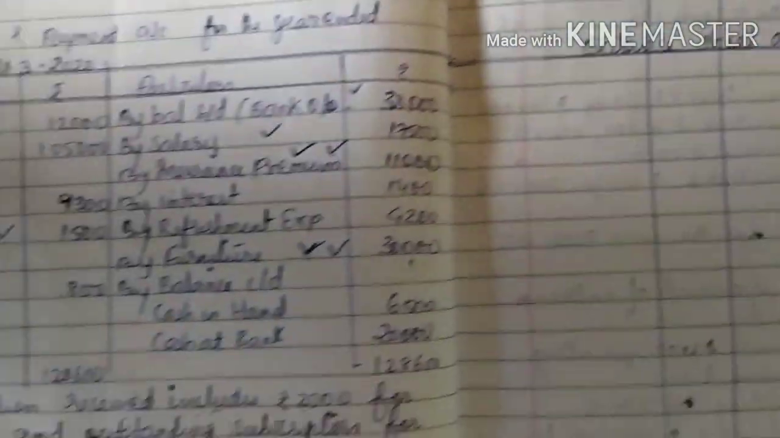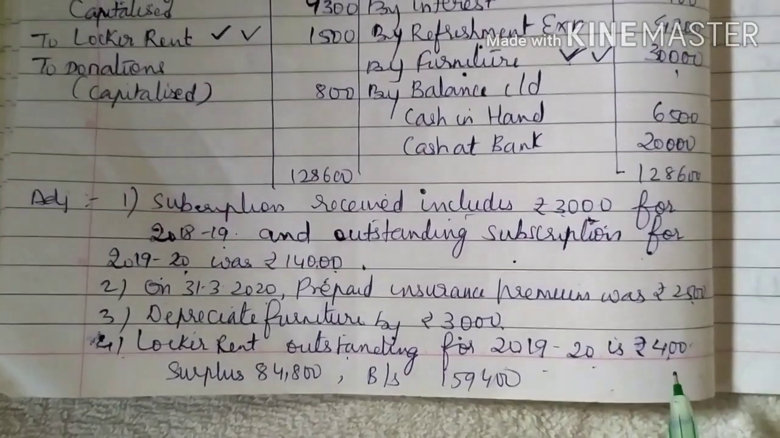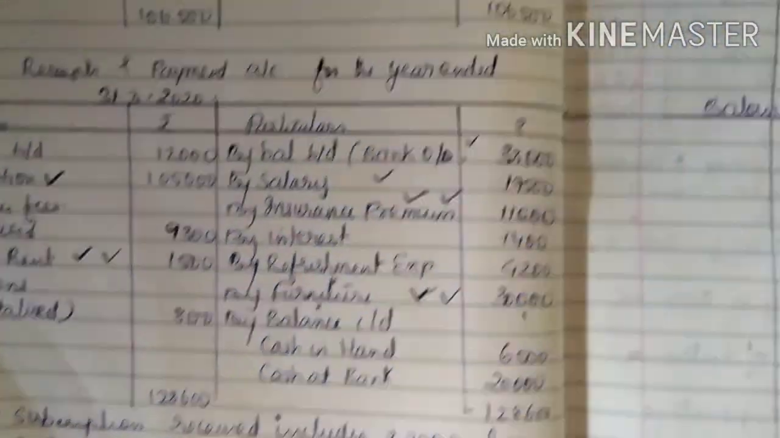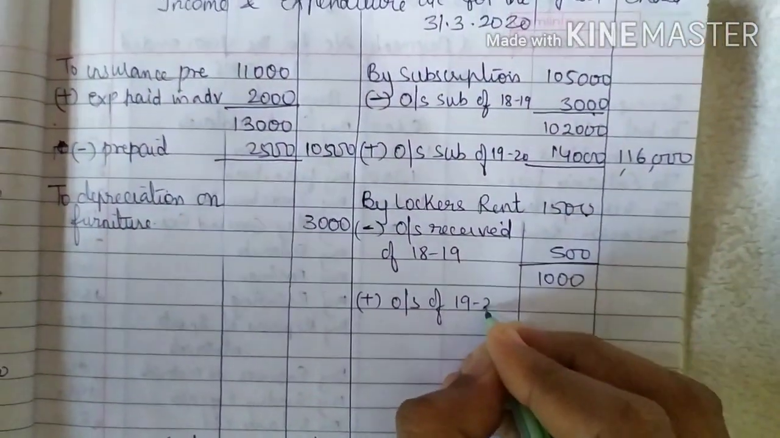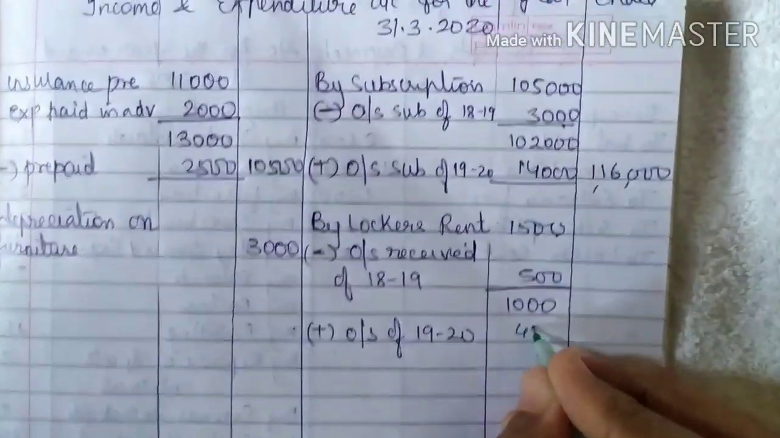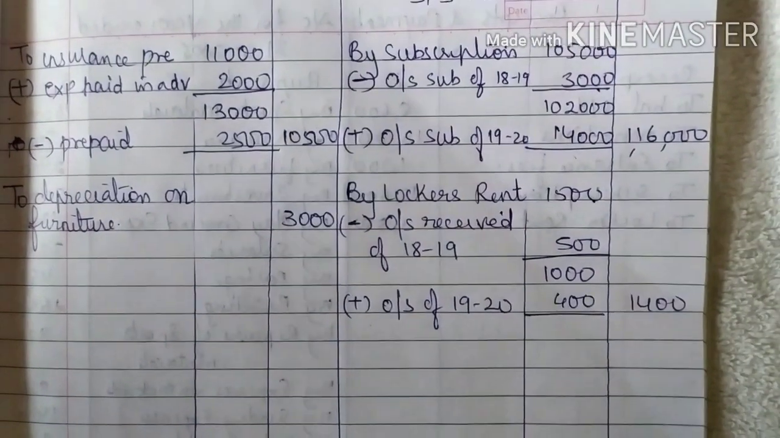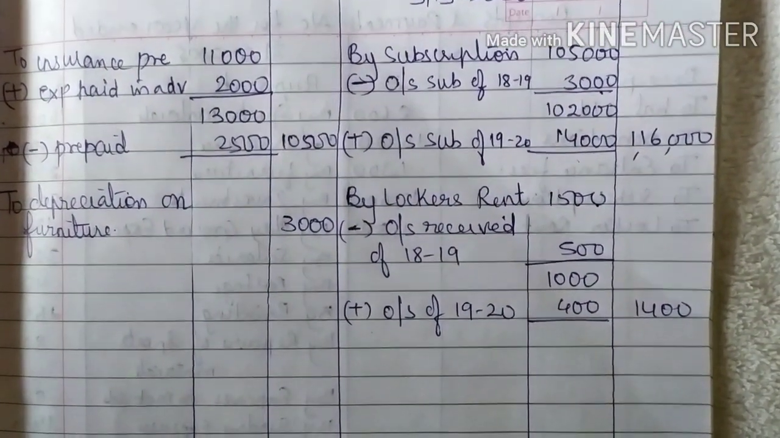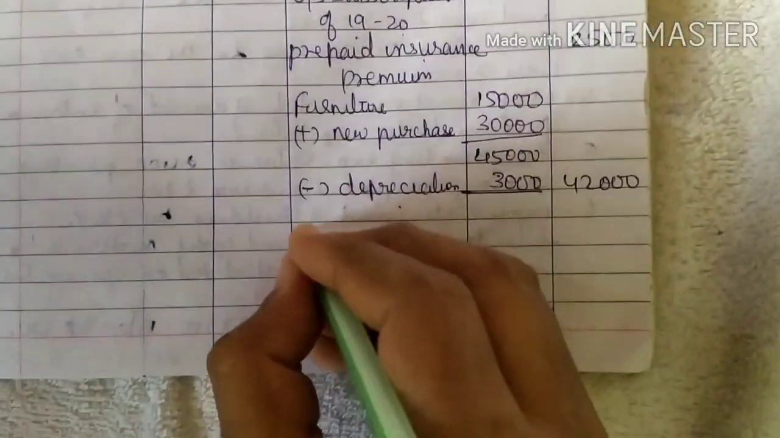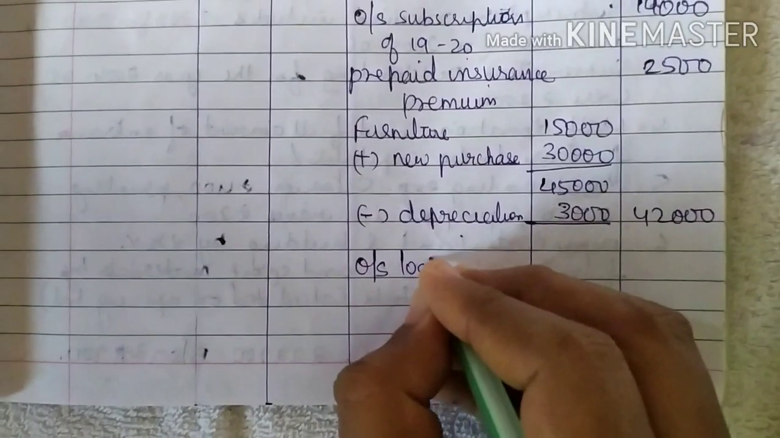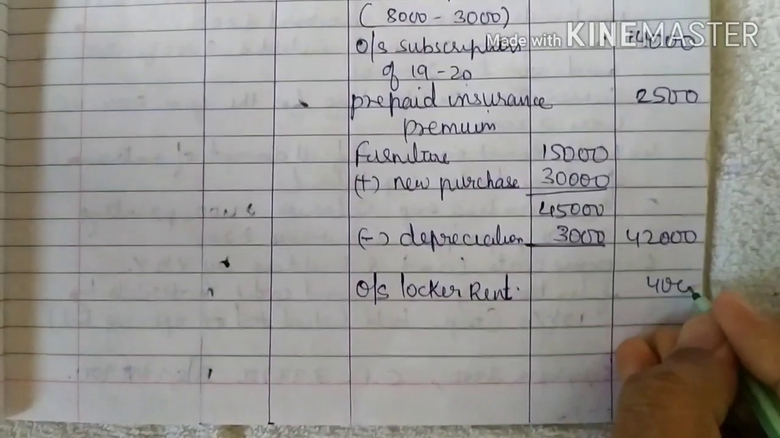Now adjustment of it is lockers rent outstanding for 2020 is rupees 400. This is current year outstanding. So we add here, add outstanding of 2020, which is 400. So 1,000 plus 400 will give 1,400. The second effect of it, it is an income which is outstanding. So we write in balance sheet asset side outstanding locker rent, which is 400.